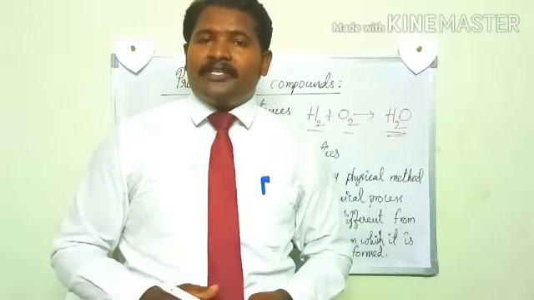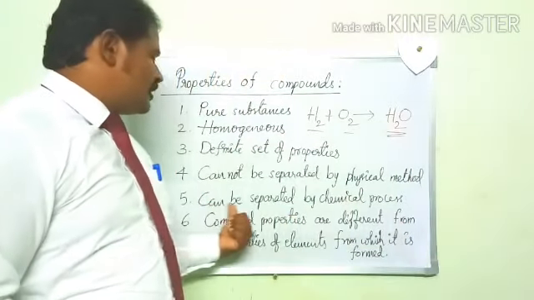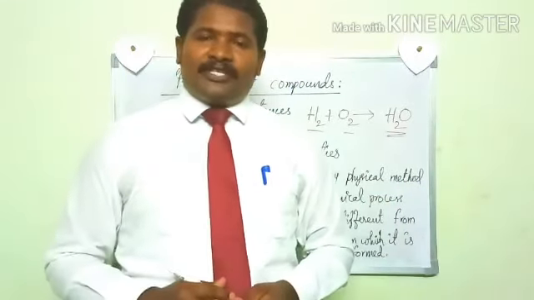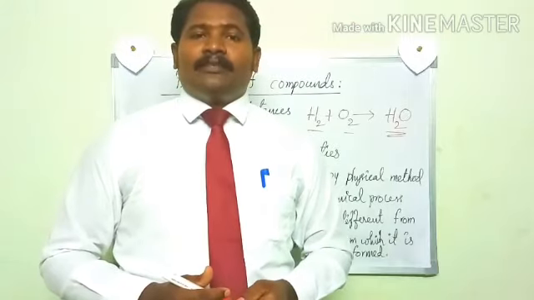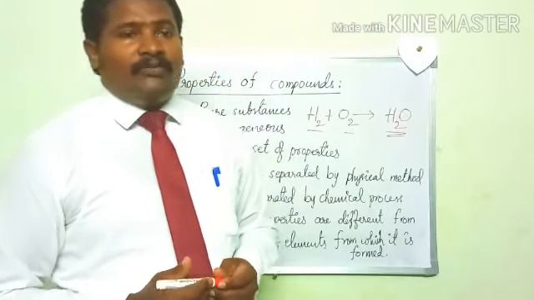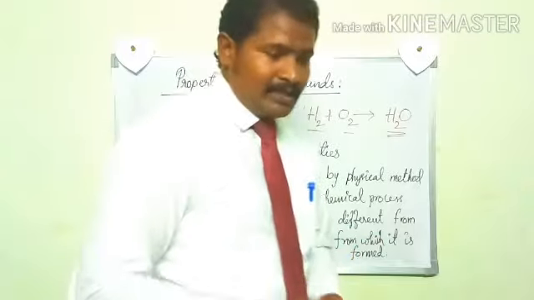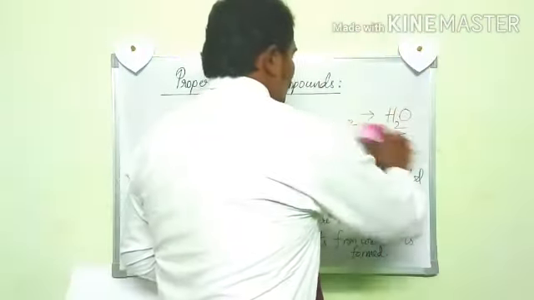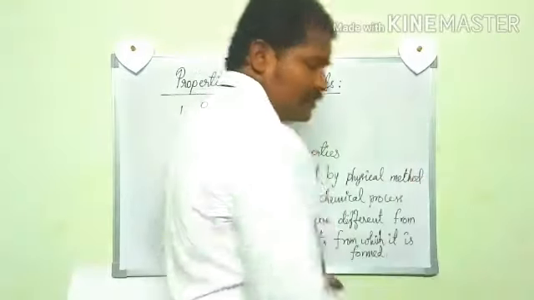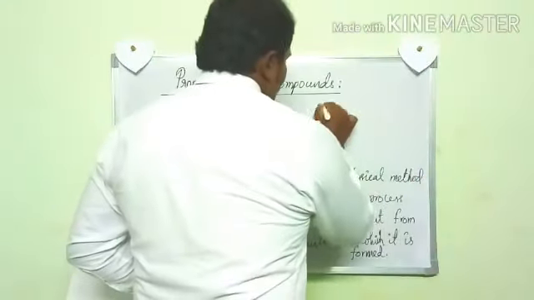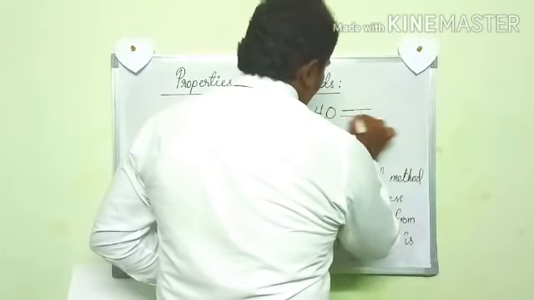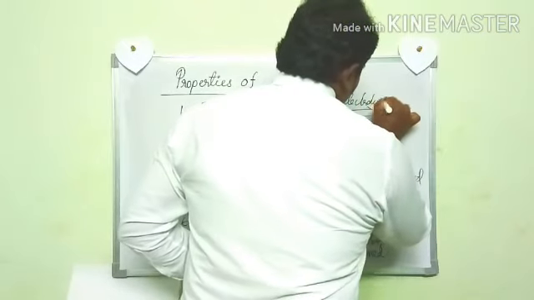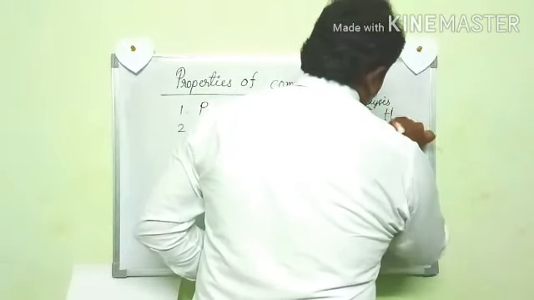Then how can we separate them? They can be separated by a chemical process. What is that chemical process? Electrolysis is the process we generally use. Let me write the chemical equation for the separation of water using electrolysis. Water, H2O, is separated into its constituents, hydrogen and oxygen.